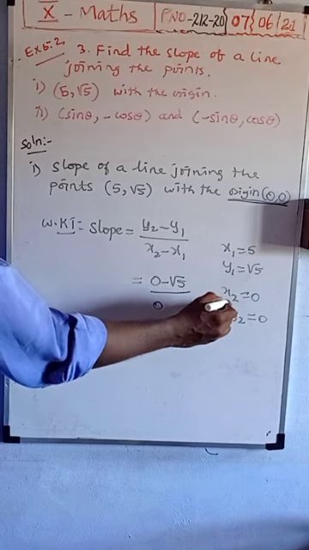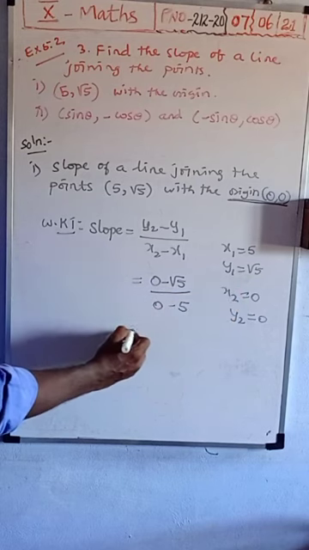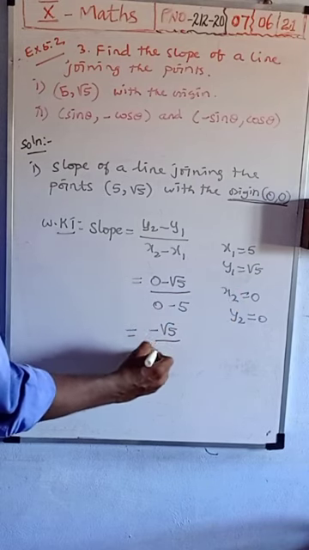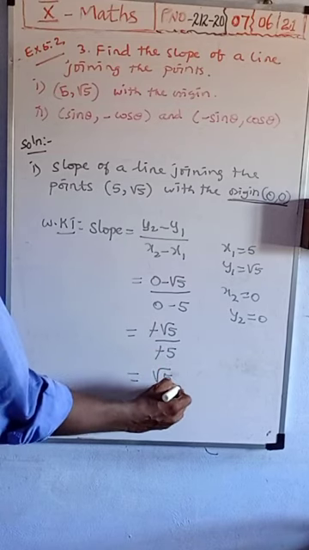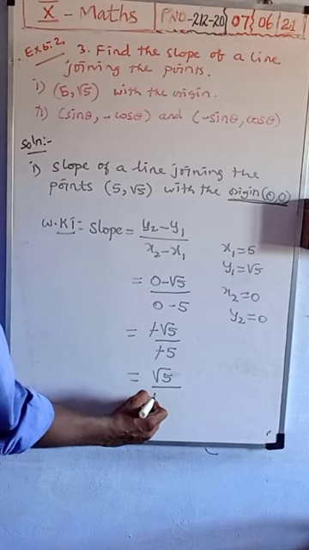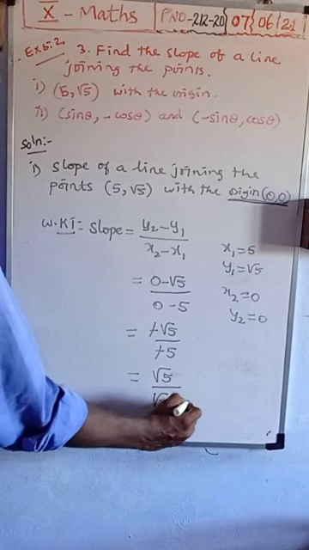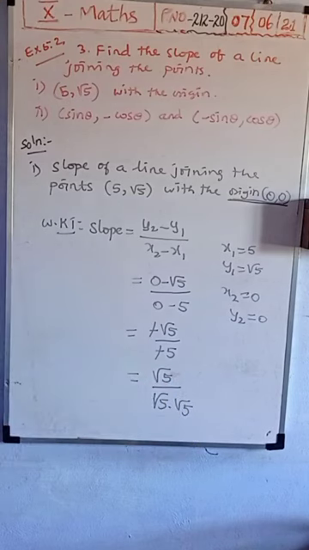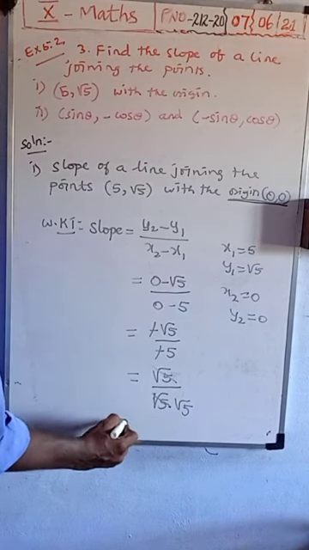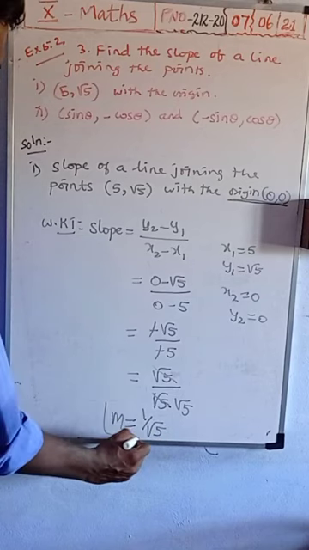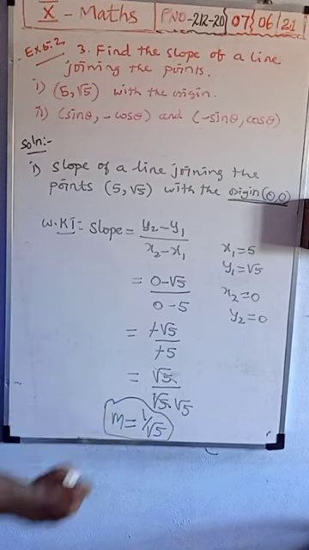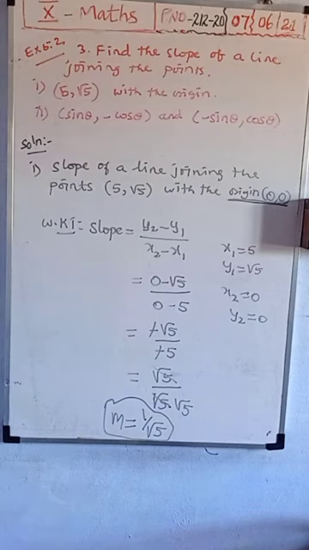Now substitute: y2 minus y1 divided by x2 minus x1, that is 0 minus root 5 divided by 0 minus 5. So minus root 5 divided by minus 5, the minuses cancel, giving root 5 divided by 5. We can write 5 as root 5 into root 5, cancel one root 5, and we get 1 by root 5. So the slope of the line is m is equal to 1 by root 5. That's all.